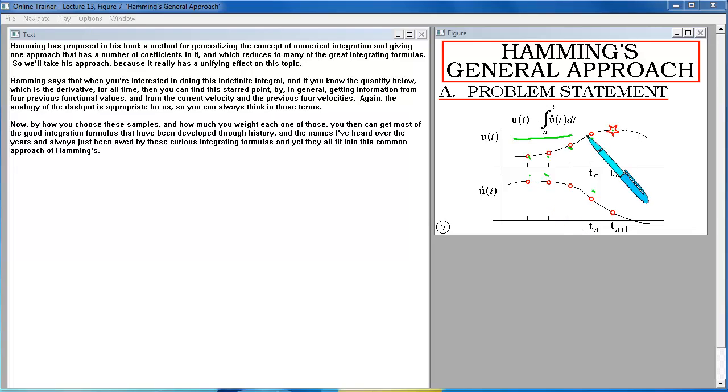Now, by how you choose these samples and how much you weight each one of those, you then can get most of the good integration formulas that have been developed through history. And the names I've heard over the years, I've always been just awed by these curious integrating formulas, and yet they all fit into this common approach of Hamming's.